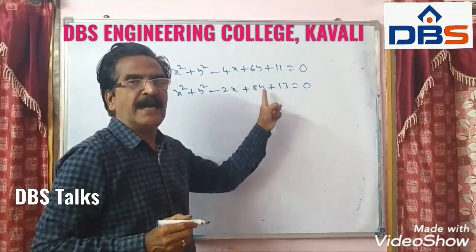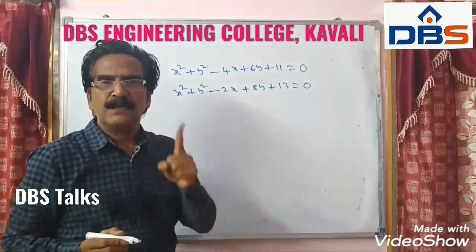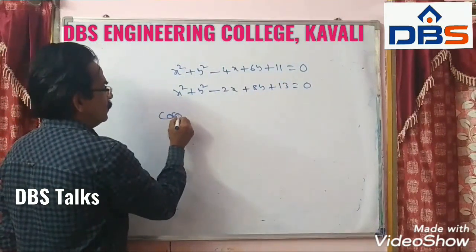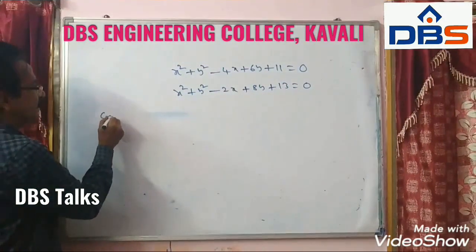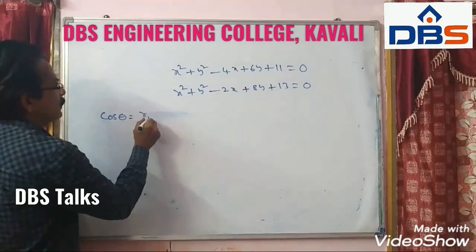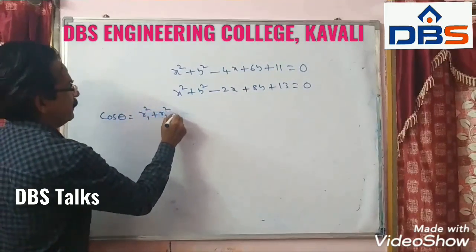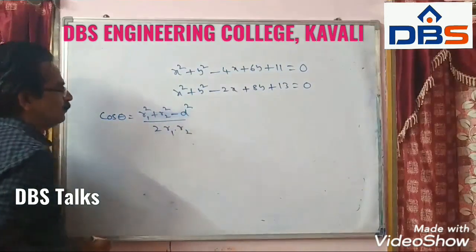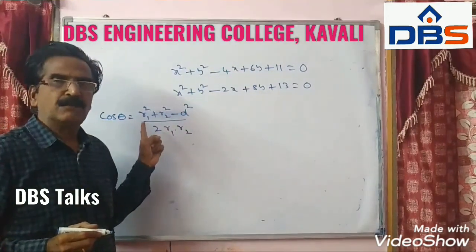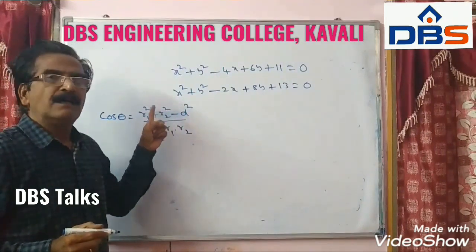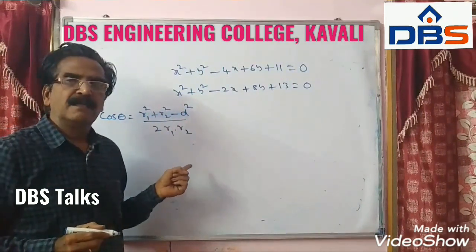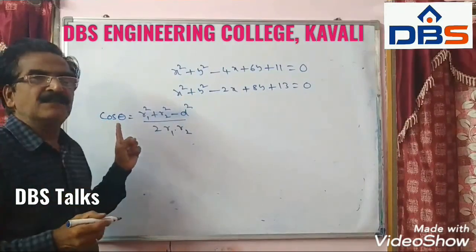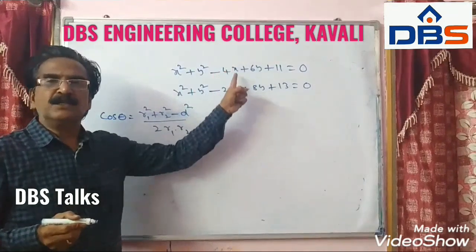We have to find the angle between these two circles. For that we know, friends, cos theta is equal to r1 square plus r2 square minus d square by 2 r1 r2. Then we get theta. Then by doing 180 minus theta, we get the angle between the two circles.